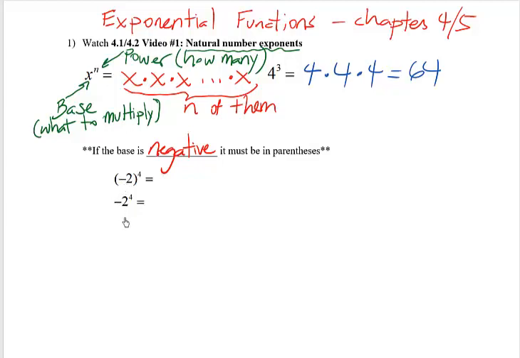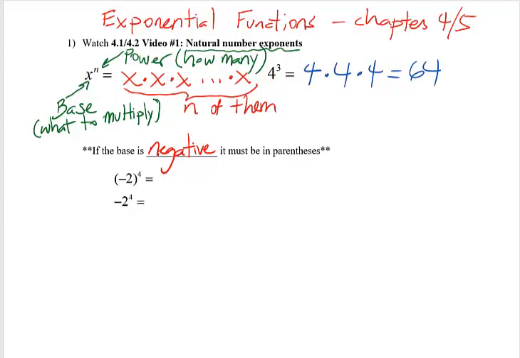Take a look at these two examples here. All right, you might be feeling, oh, they're saying exactly the same thing. They both just say negative 2 to the fourth. That is incorrect. These are two very different problems. They have different answers. Let me see if I can show you.